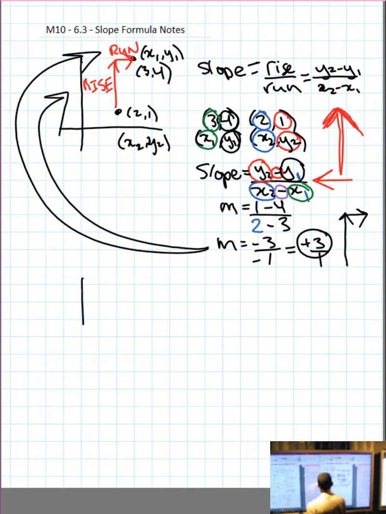So let's take another graph. And let's take the point (-3, 2). Notice it's off my graph, whatever. And (-1, -2).